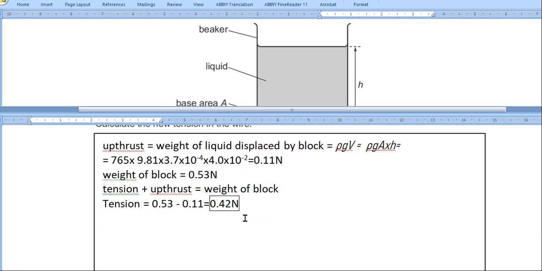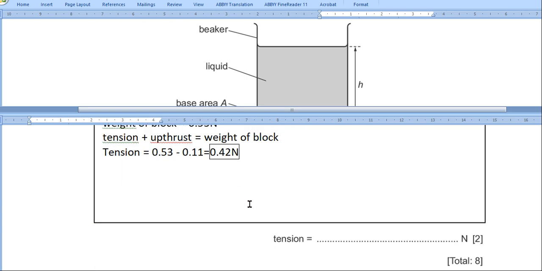So a new force appears, it is upthrust, and upthrust equals the weight of liquid displaced by the block. So density of the liquid multiplied by volume of the block, times g. Weight we know. Tension plus upthrust equals weight of the block. Tension will be weight minus upthrust, and we get 0.42.